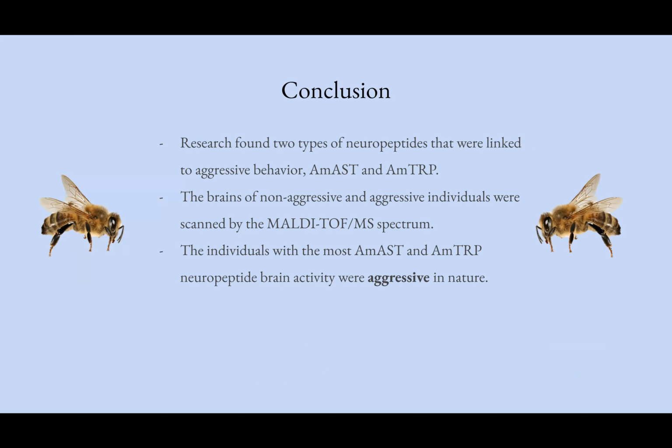The research paper I studied used spectral imaging to find that two types of neuropeptides called AMAST and AMTRP were linked to the aggressive behavior within the Africanized honeybees.